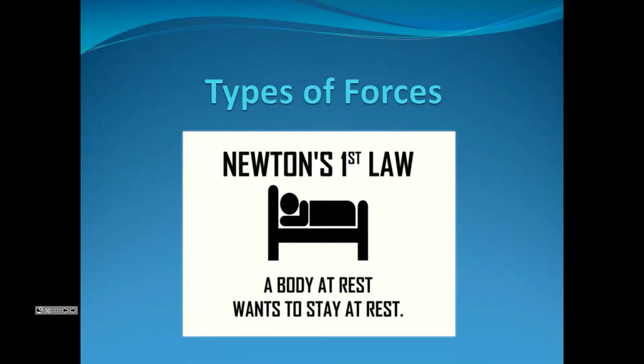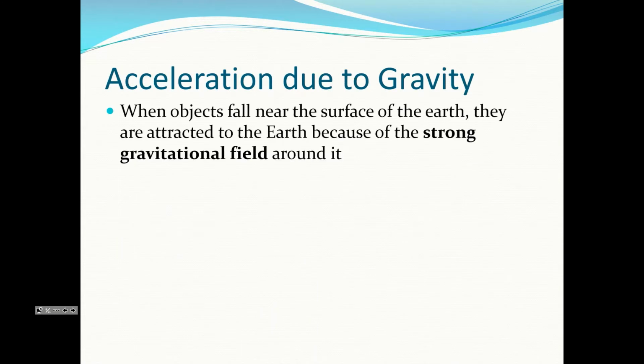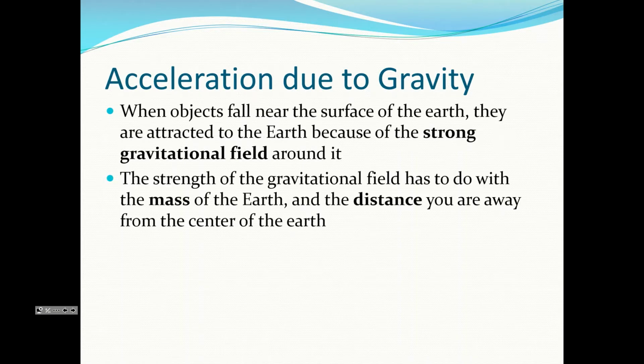Okay, so that's stuff from last lesson. So let's do types of forces. When objects fall near the surface of the Earth, they are attracted to Earth because of the strong gravitational field around the Earth. Earth has a large mass, so it has a strong gravitational field. The strength of the gravitational field has to do with the mass of Earth and the distance you are away from the Earth.